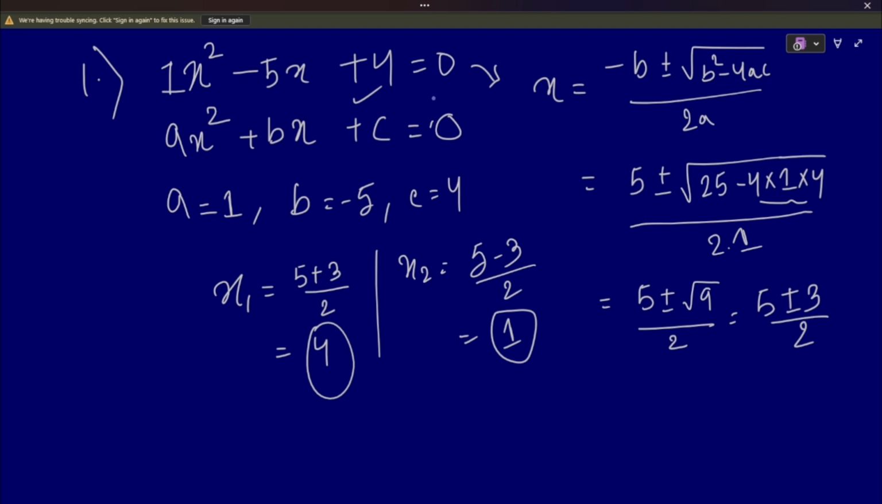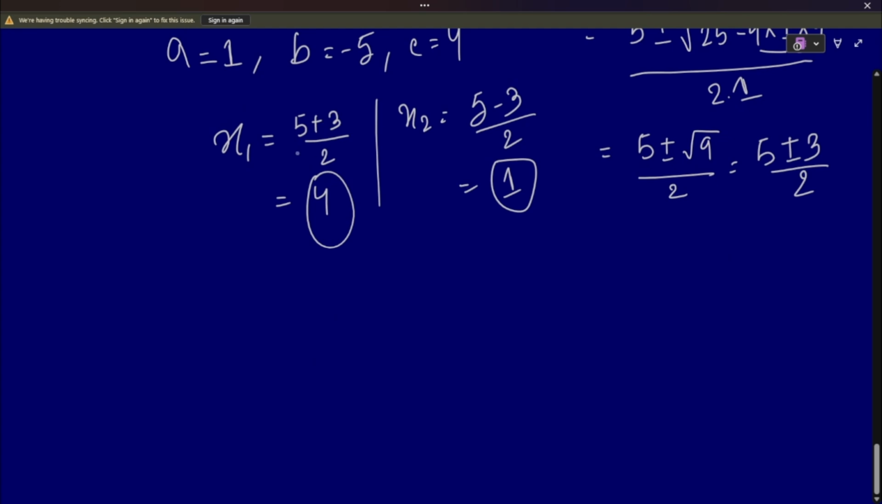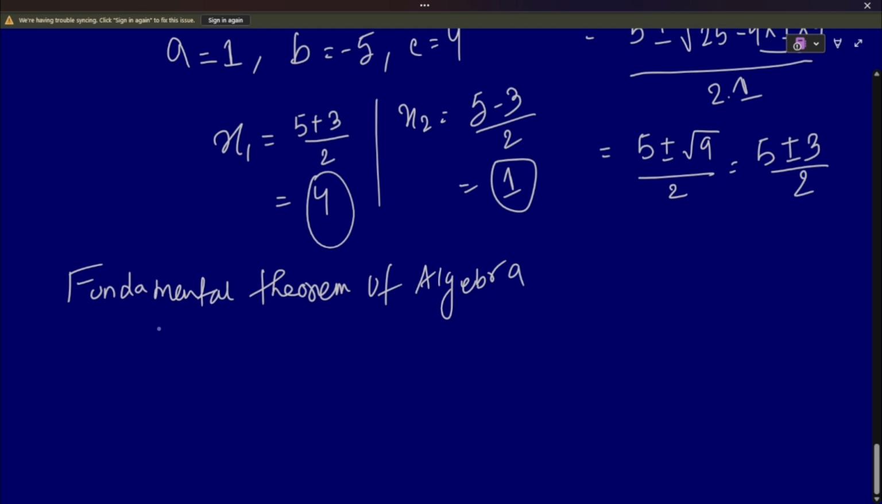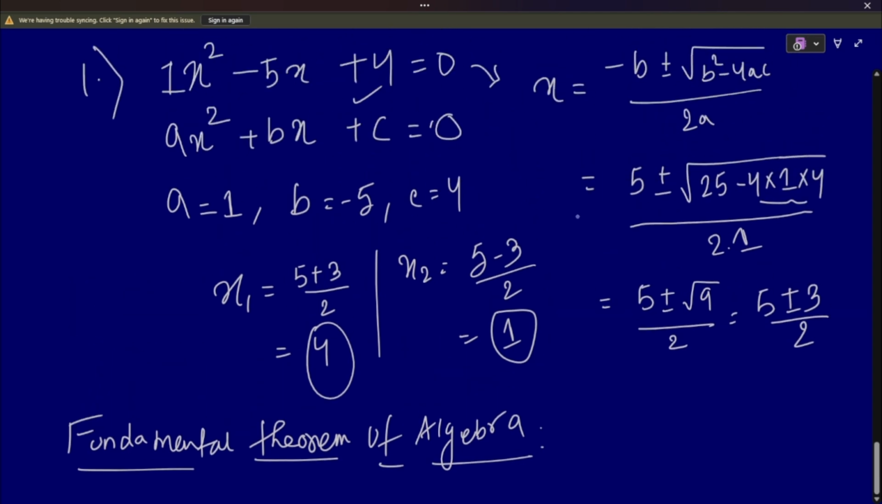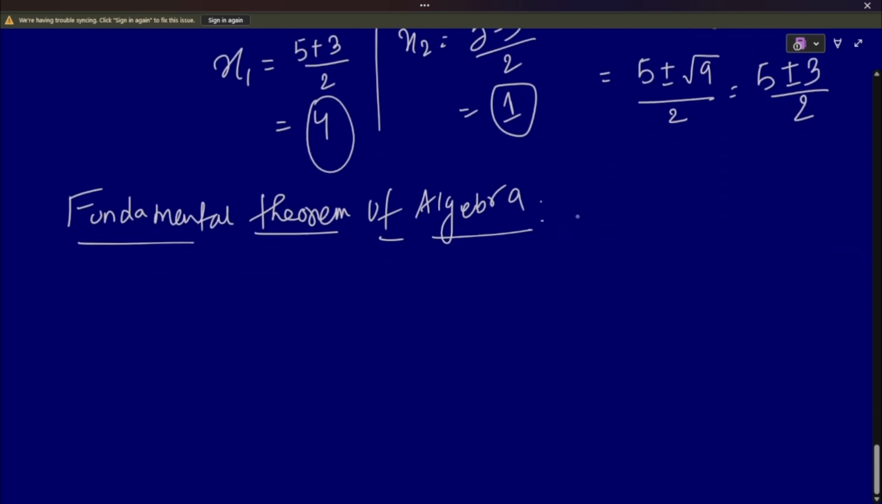The fundamental theorem of algebra basically states that if you have a polynomial equation of nth degree. So right now we had a quadratic equation, which is an equation of degree 2, right? So if you had a polynomial equation of nth degree, let's say the equation looks something like this.